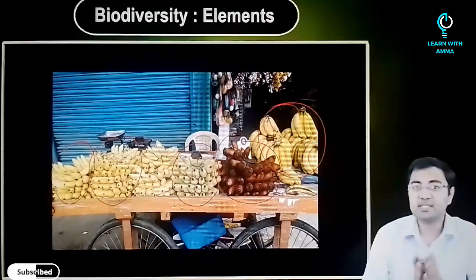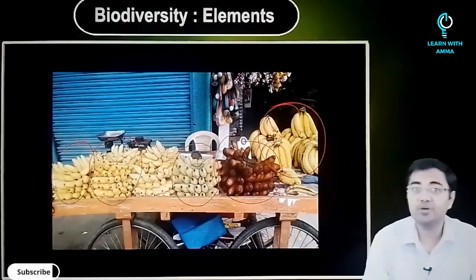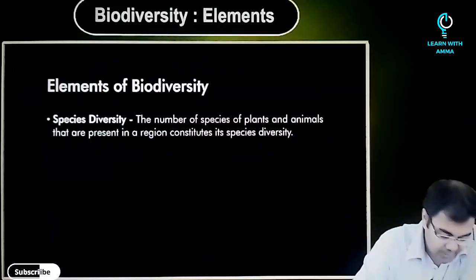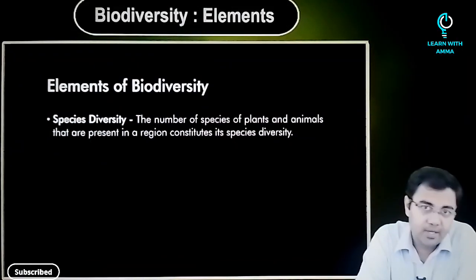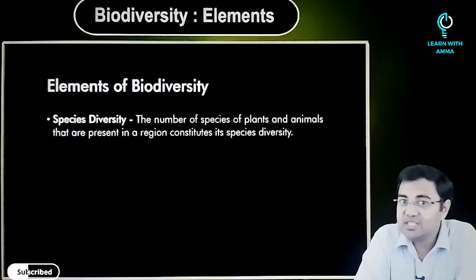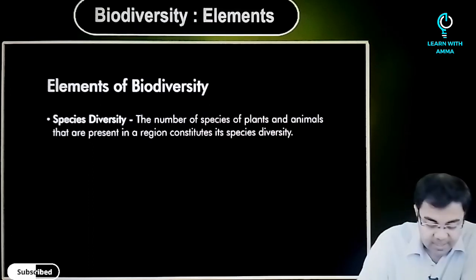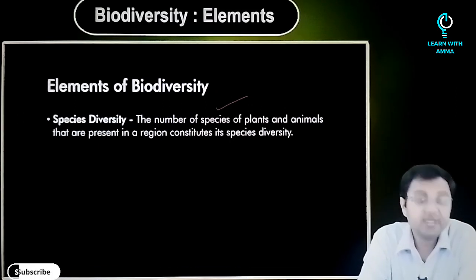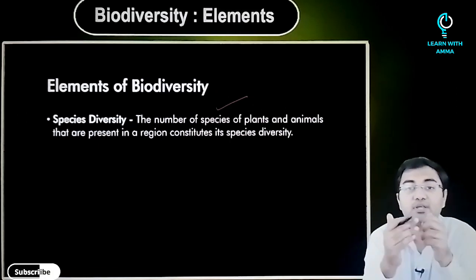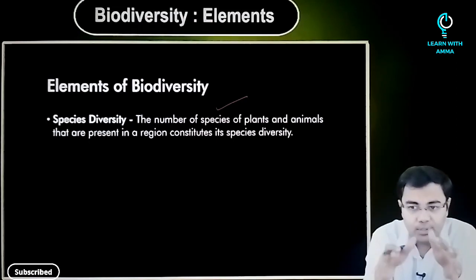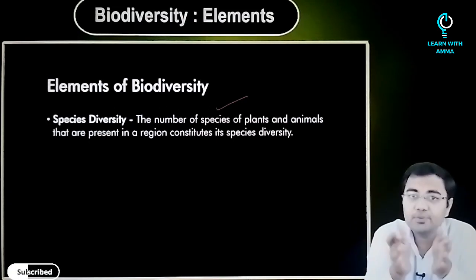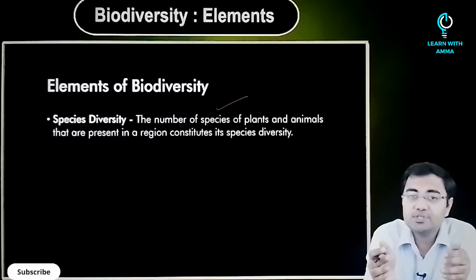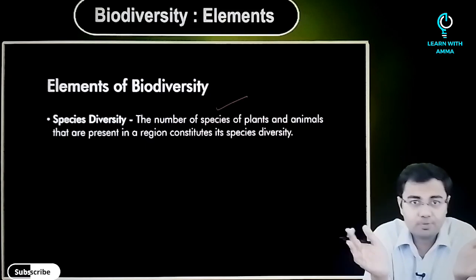So this is the first element of biodiversity. Apart from that, the second element of biodiversity is species biodiversity. Now when we talk about species diversity, what is the meaning? The meaning is the number of species of plants and animals that are present in a given region. So the variation that you see when you are looking at a given population or a given ecosystem. In that ecosystem, you will find that there are various kinds of plants and animals.